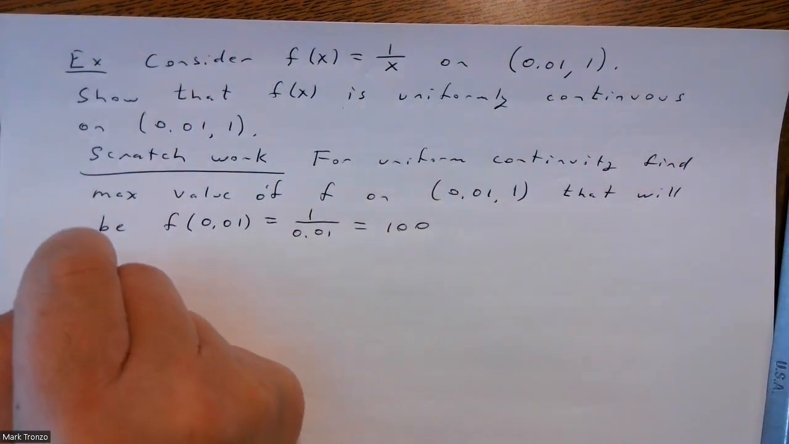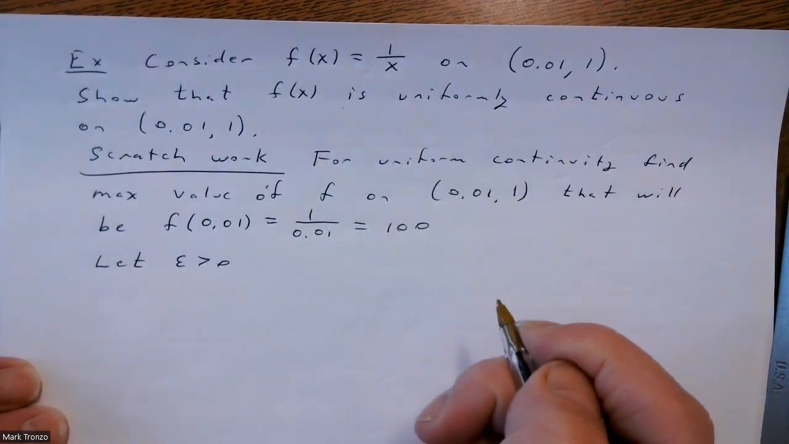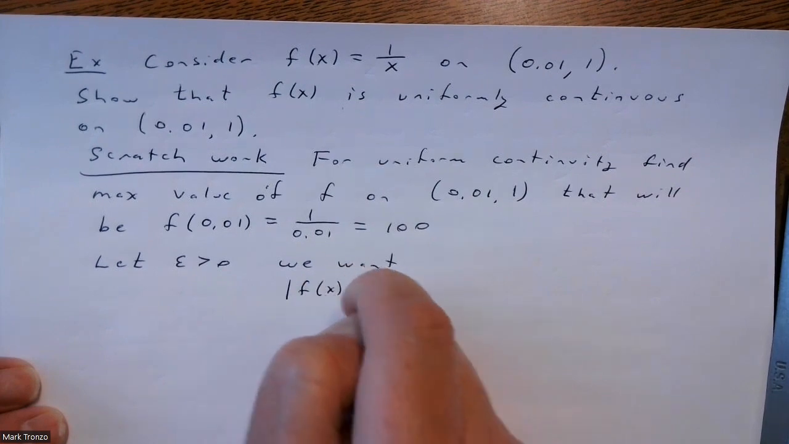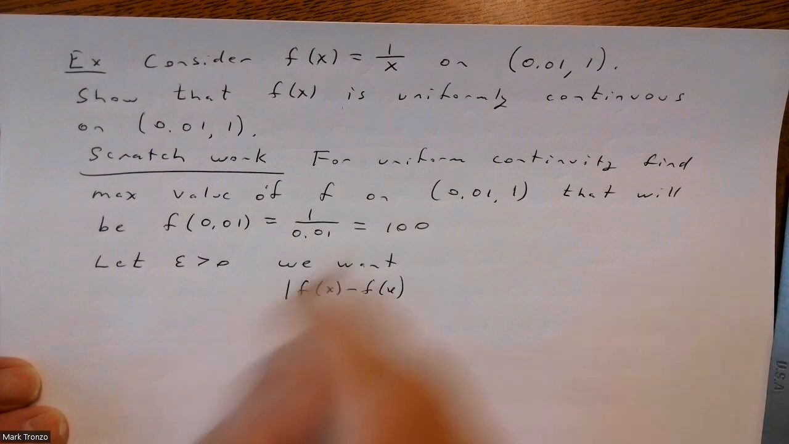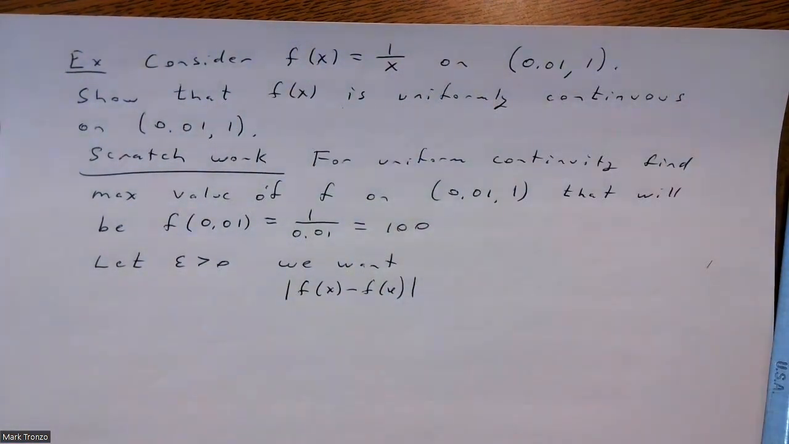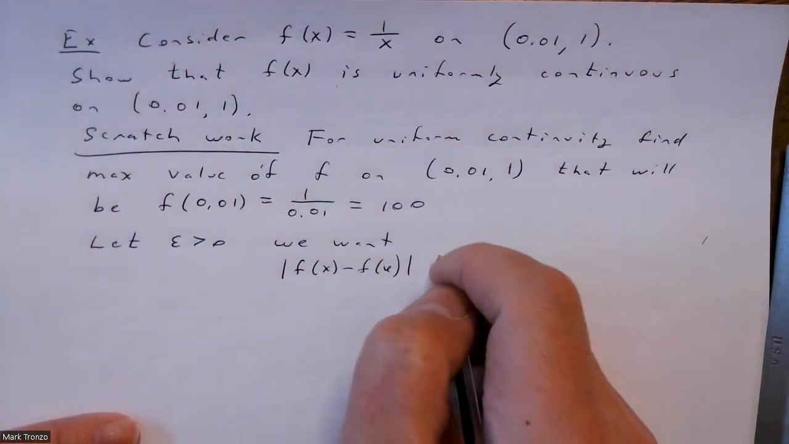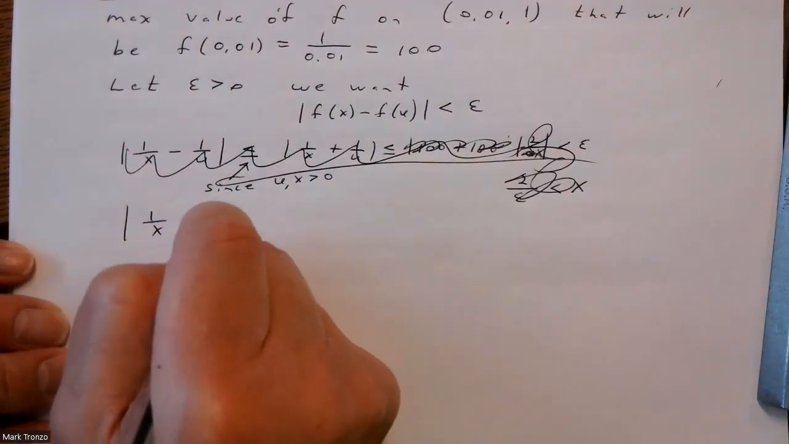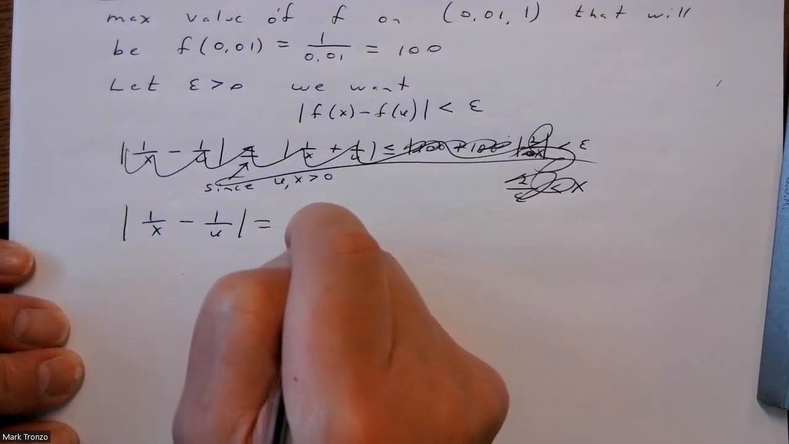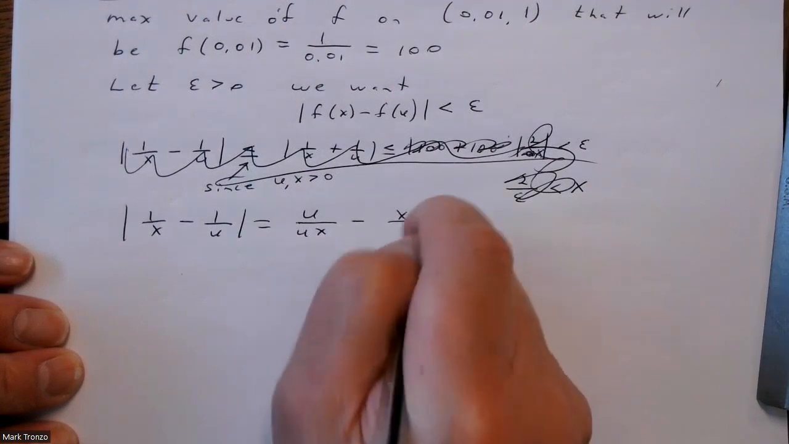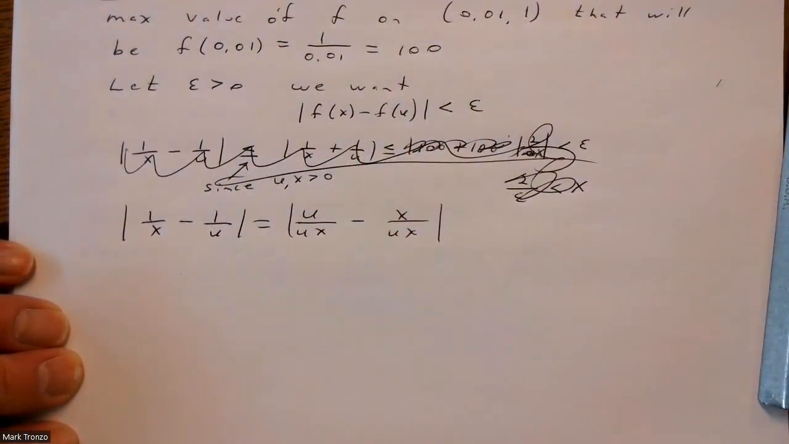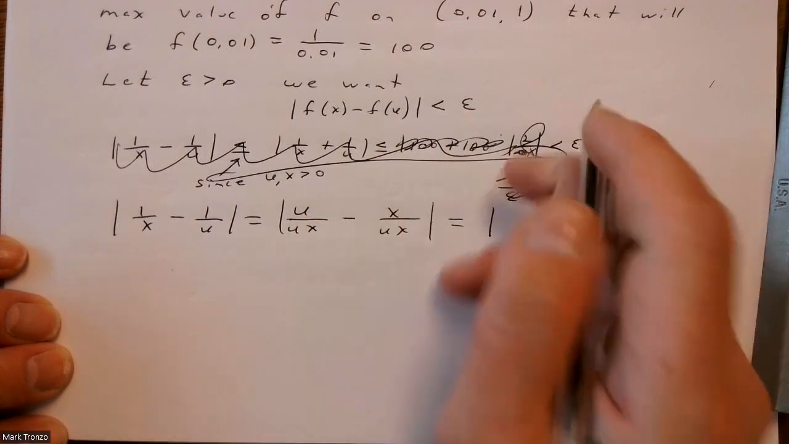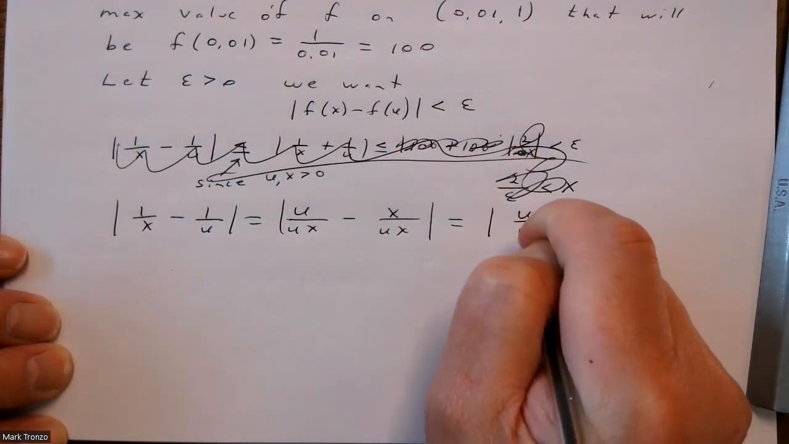And so once again, this is still the scratch work. Let epsilon be greater than 0. We want this to work for any two values on the interval. So what are we going to have to do? We want |1 over x minus 1 over u| less than our epsilon. We'll have to make a common denominator. I just multiplied this by u over u and this by x over x, and then we get u minus x divided by ux.